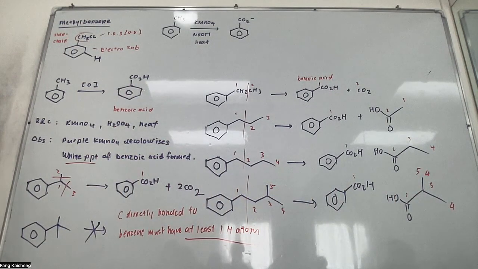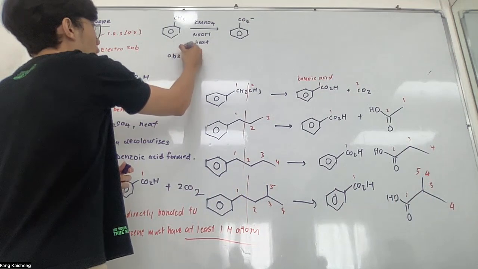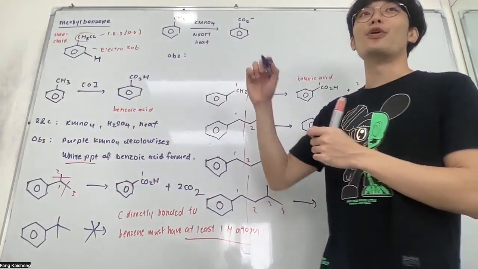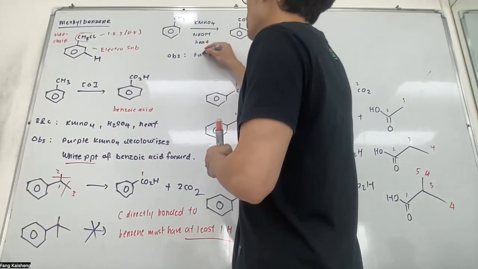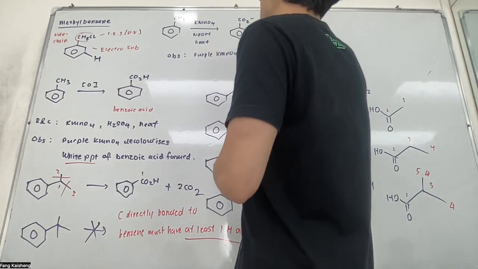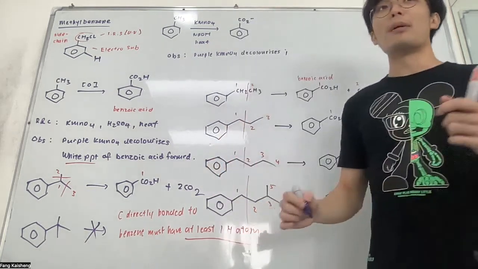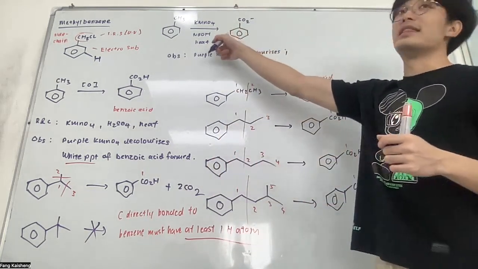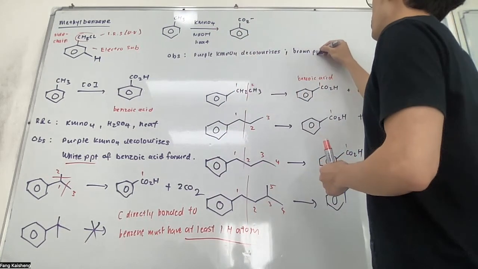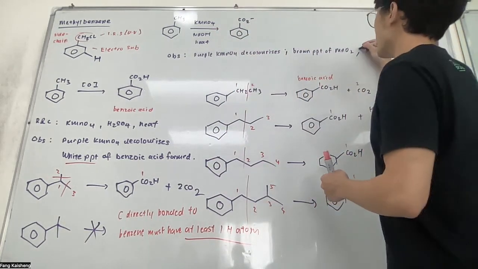Okay, now guys, let's predict the observations. What will happen to your KMnO4? Okay, good. So your oxidation was successful. So purple KMnO4 decolorizes. But what else also happens? Now, if you remember, KMnO4 in a basic condition, you will also get this brown shade. Okay, brown precipitate of MnO2. So that's an additional observation.